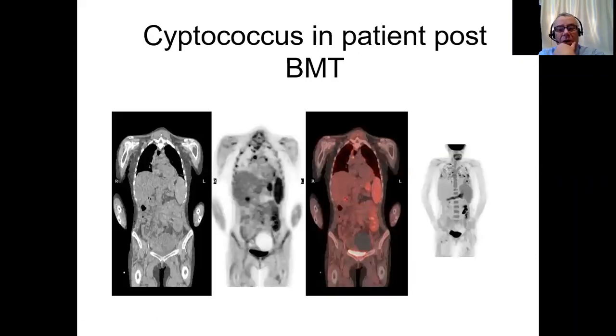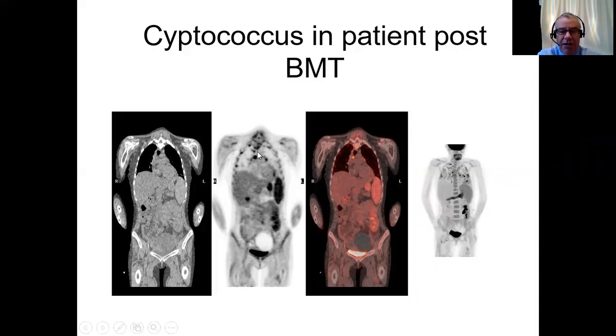So this is a patient from, not from that group, this is a patient from Cambridge. And this patient has had bone marrow transplant and started to have a fever. And we were asked to do an FDG scan to see if they had recurrent disease.